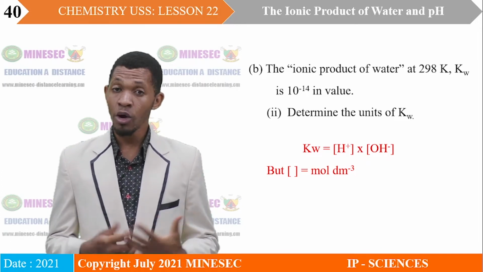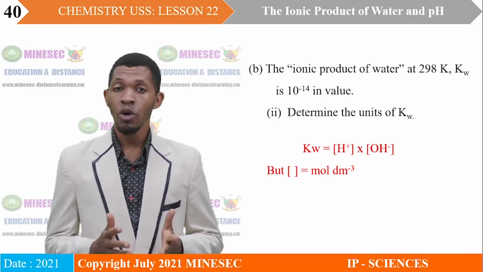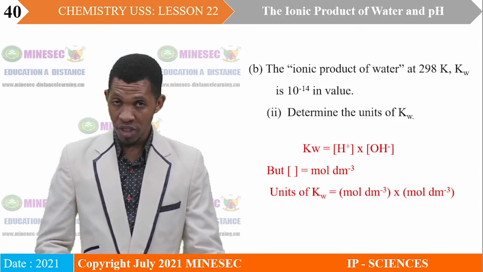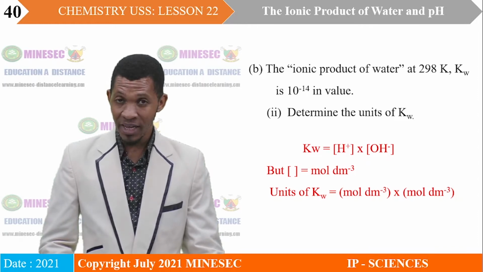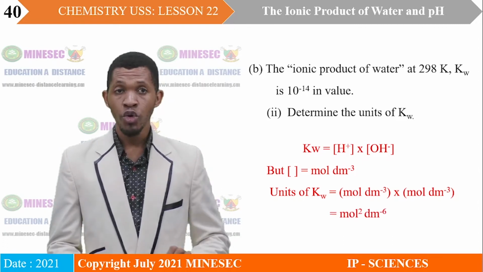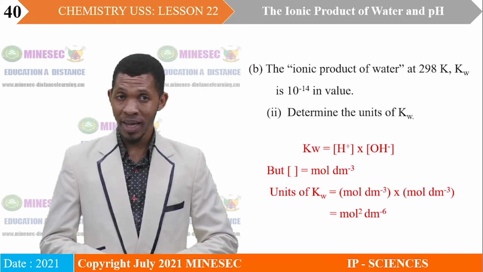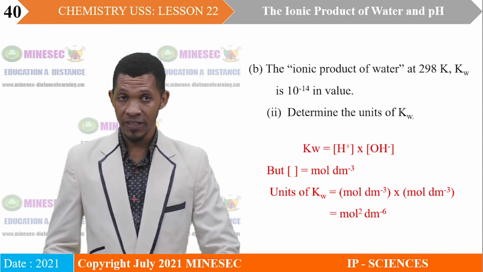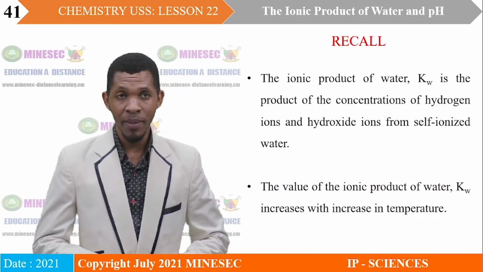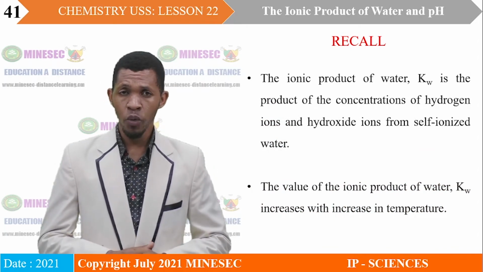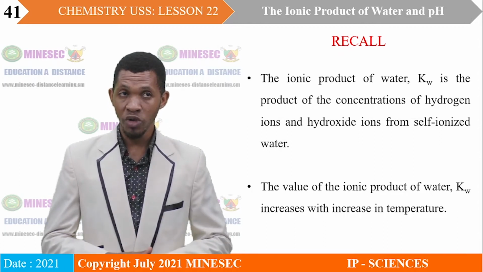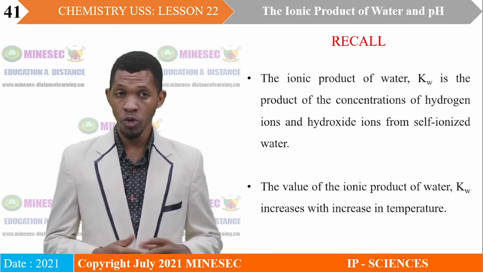So, substituting molar concentration of hydrogen ions and molar concentration of hydroxide ions with their units, we have unit of Kw is equal to moles per cubic decimeter times moles per cubic decimeter. Simplifying the equation, we have unit of Kw is equal to moles squared dm to the power negative 6. Recall, it's important to remember that the ionic product of water, Kw, is a product of the concentrations of hydrogen ions and hydroxide ions from self-ionized water.